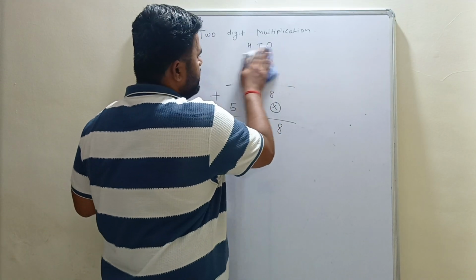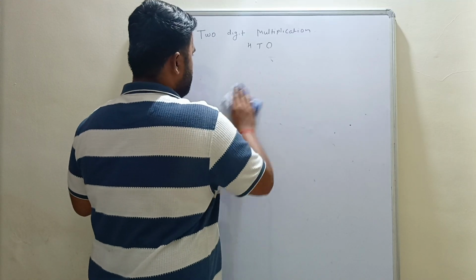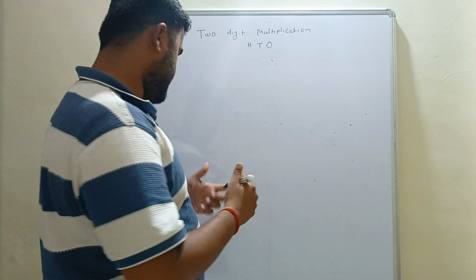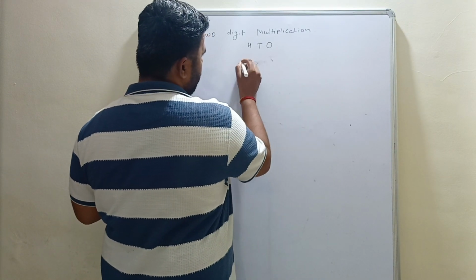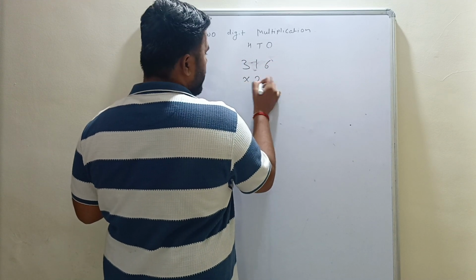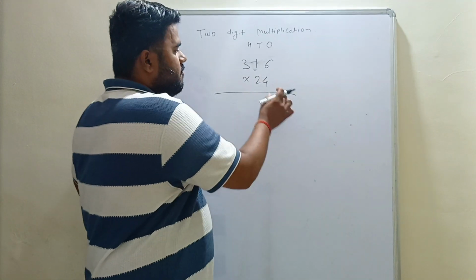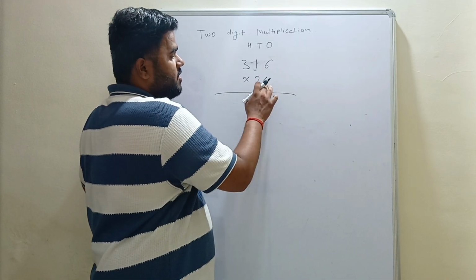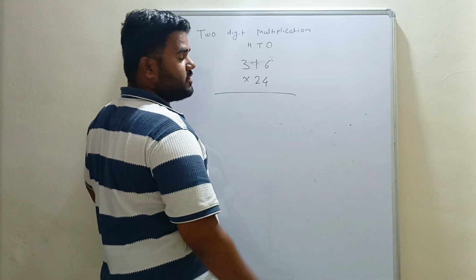This is example number 4. We will take here now 316 into 24. Okay, look here. We will multiply 316 with 24.